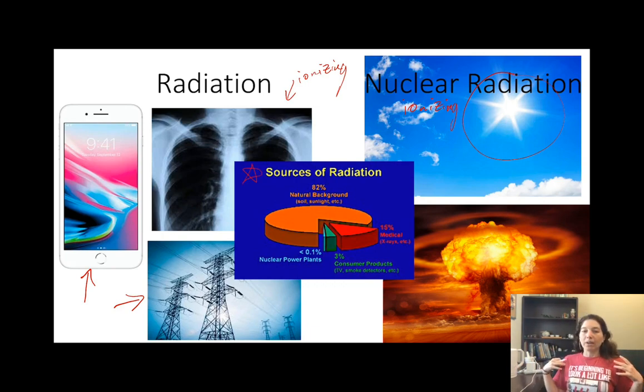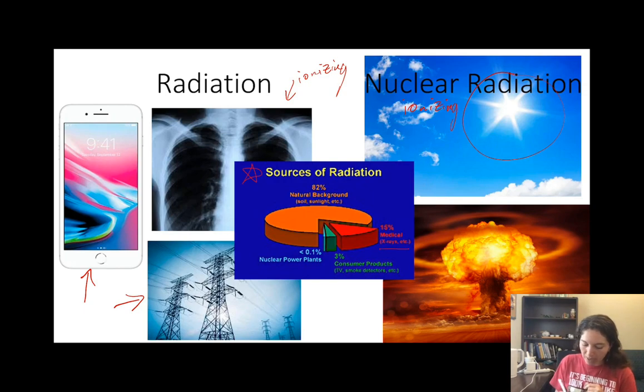If you look at where radiation is coming from, most of it is actually coming from background, from sunlight. We actually have some radiation that comes from the soil. If you've ever heard of radon gas, this is something that can come up from the soil. It's not really harmful because it's in such small amounts. It's not really going to cause any problems.